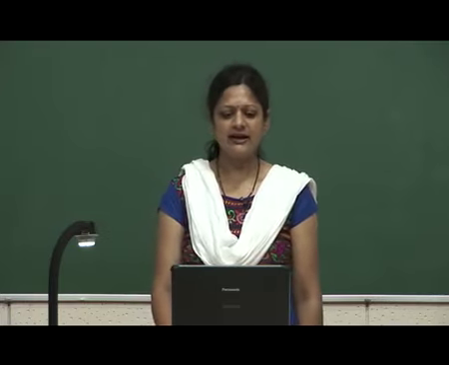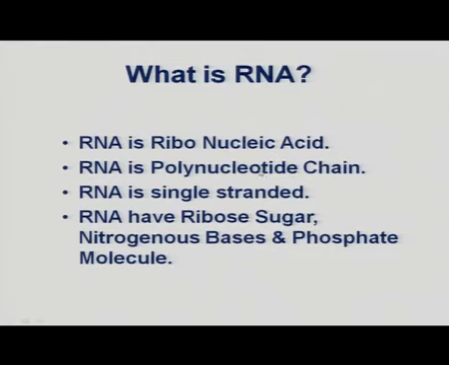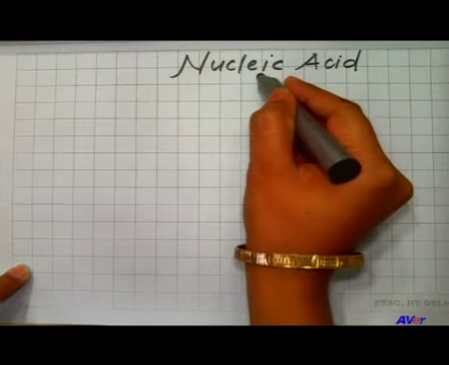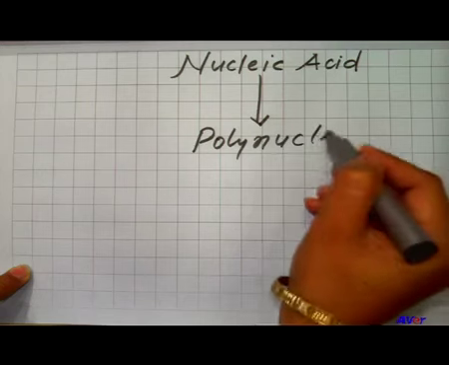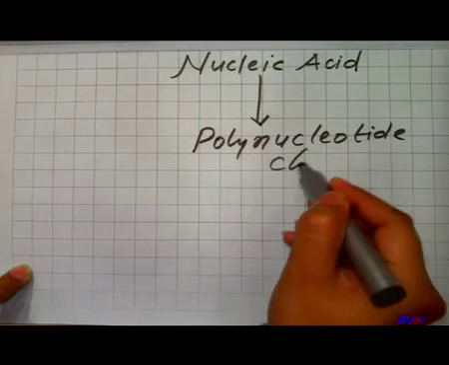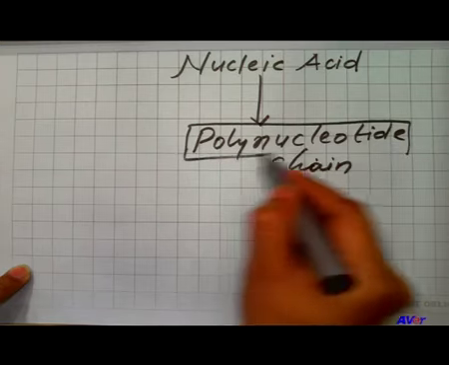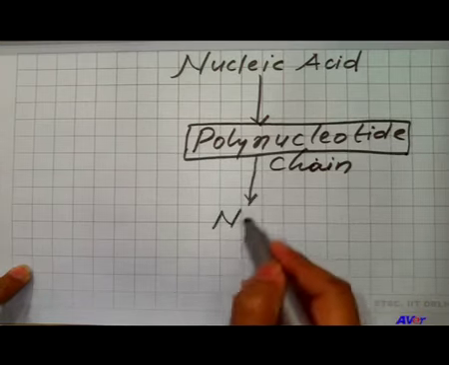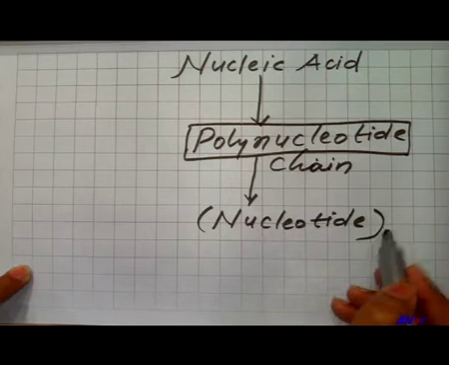So, let us know about RNA, its structure and function. RNA is ribonucleic acid. What is nucleic acid? Let us understand in this way. RNA is nucleic acid. Nucleic acid means the polynucleotide chain. Polynucleotide chain means when many nucleotides combine together, they form a polynucleotide chain which forms nucleic acid.